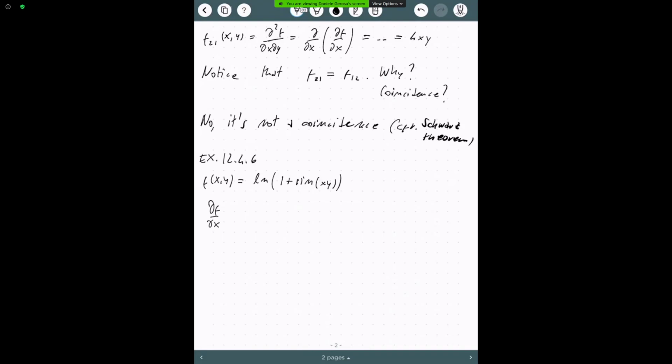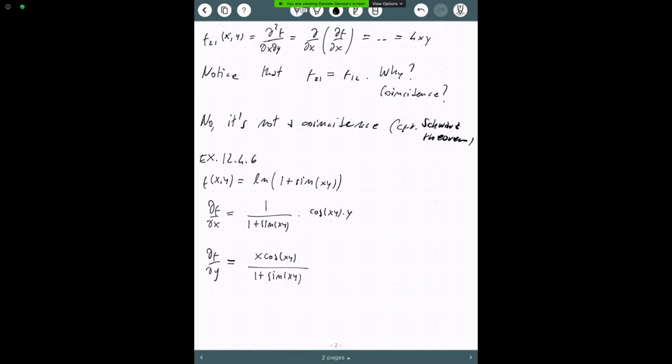We want to compute partial derivatives. Now I'll start with the first order, which is easy. So we do the chain rule. This is sine of xy times cosine of xy times y, right? And then we do this also. We have x cosine of xy divided by 1 plus sine xy.